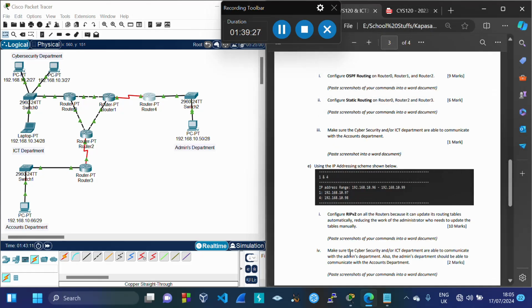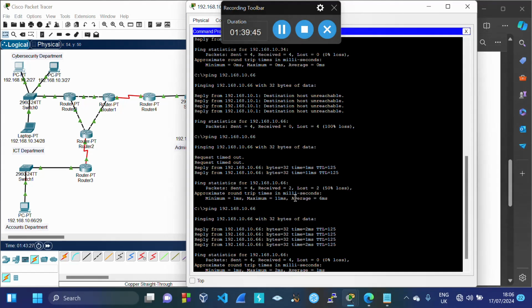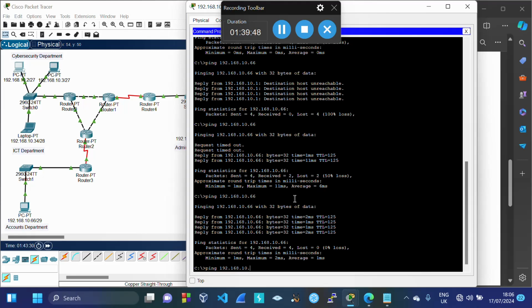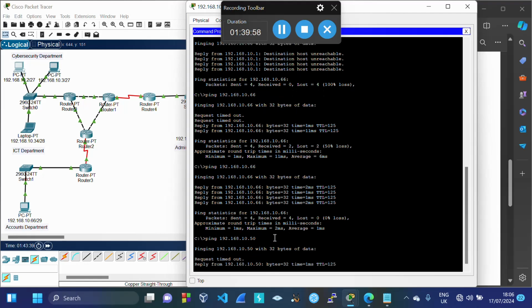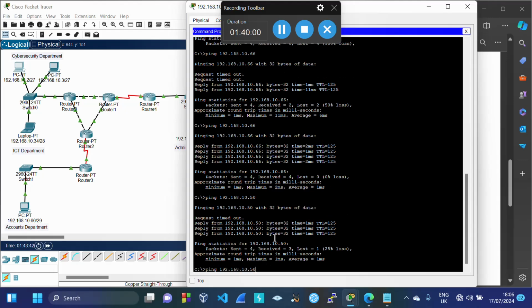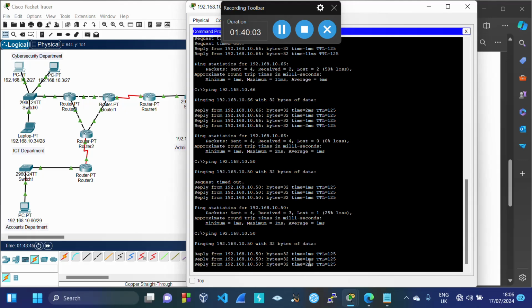So we are saying make sure that the cybersecurity and ICT departments are able to communicate with the admin's department. So these guys should be able to communicate with this guy, which is .50. So I'll come to this device and see if I can do that. I'll ping .50 because the admin is .50. I'll give it some time. If it works out, it's supposed to give me replies. So it has worked out. I can repeat it. You can see it's working.